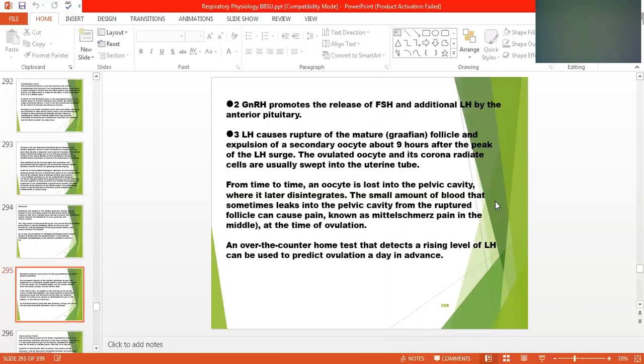An over-the-counter home test that detects a rise in the level of luteinizing hormone can be used to predict ovulation a day in advance.